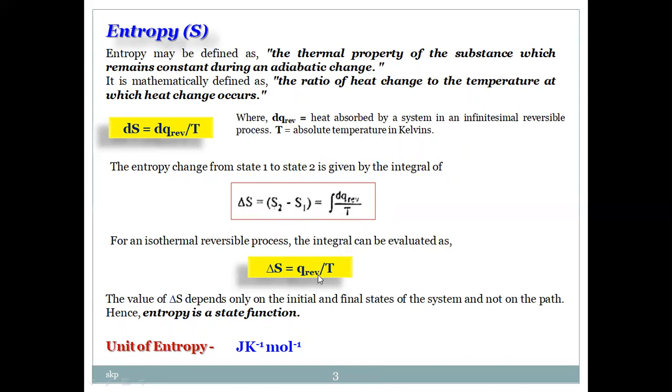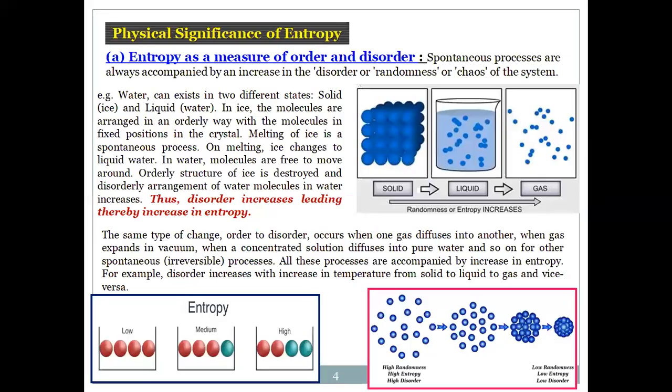All these dq terms will be nothing but total heat absorption. The value of delta S depends only on the initial and final states of the system and not on the path. Hence, entropy is a state function. The unit of entropy is joule per Kelvin per mole. Now let us see what the physical significance of entropy is.